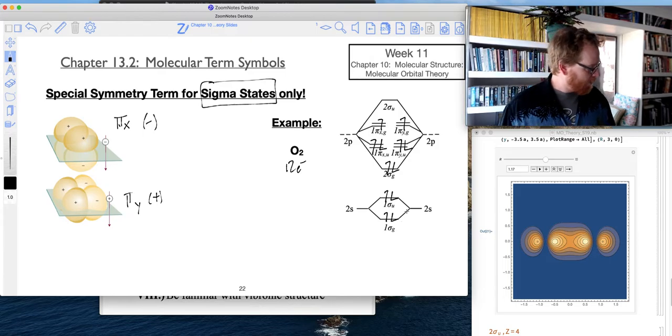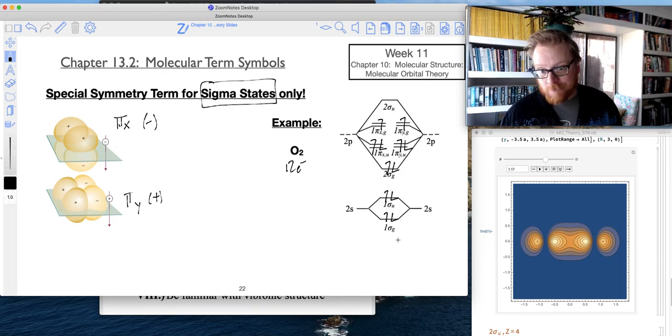And so as you might guess here, we know that this 1 sigma g and 1 pi u, it's all going to shake out to 0, right? Okay. Well, the 2 sigma g, that's going to be 0, okay? Well, remember, we did this example for nitrogen, and this is all going to work out to be 0, right? Because if I call the 1 pi x -1, I've got a -1 and a -1. But then on the other side, I've got a +1 and a +1. So that all cancels out to 0.